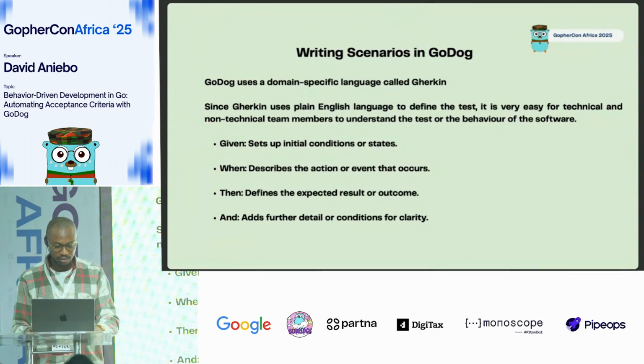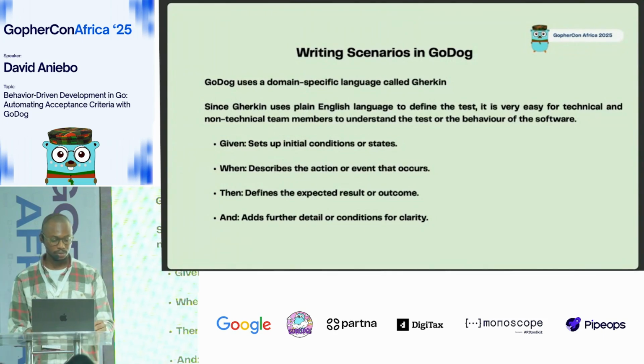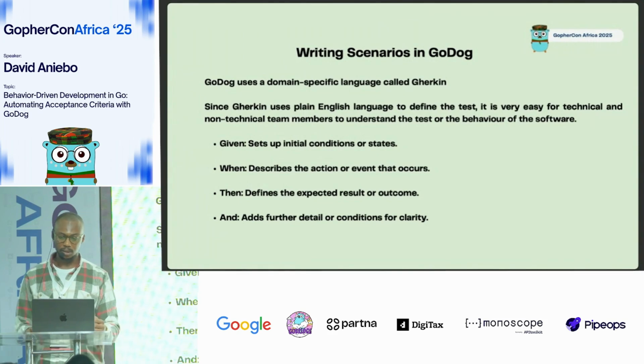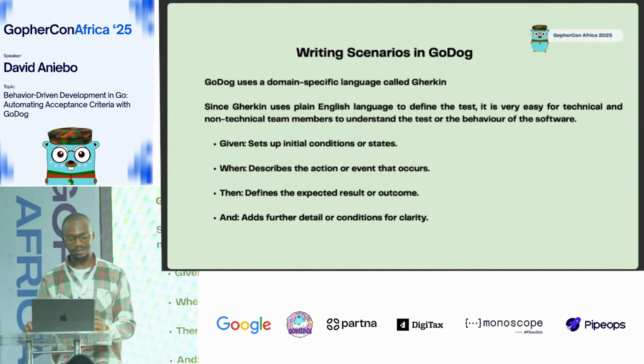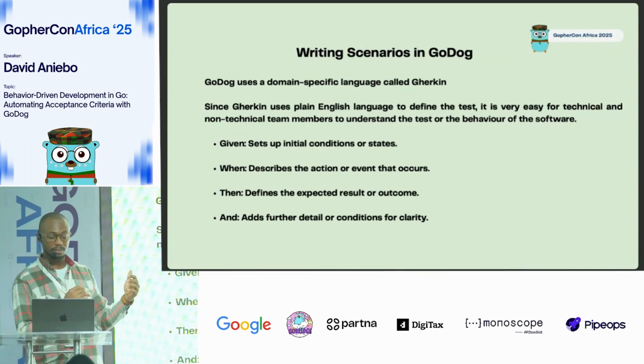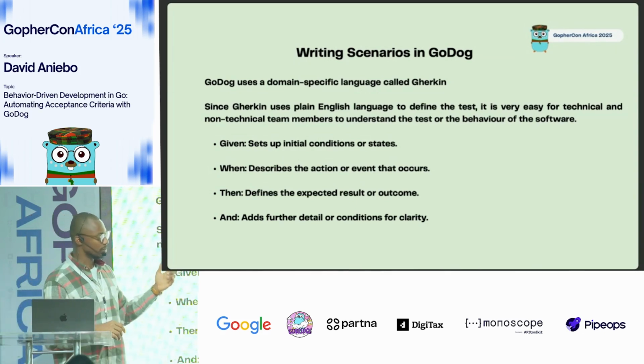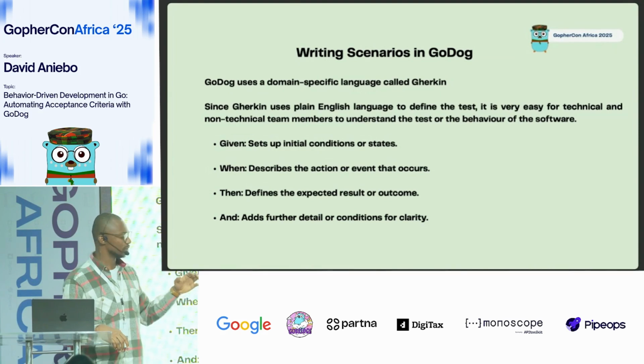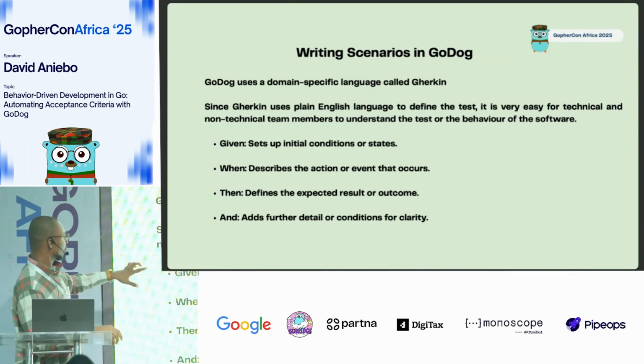Now, writing scenarios in GoDog. GoDog uses a domain-specific language called Gherkin, and Gherkin uses this simple, plain language. So the business team understands, the development team and the testing team understand. It's quite straightforward: given, when, then. That's it for writing BDD.